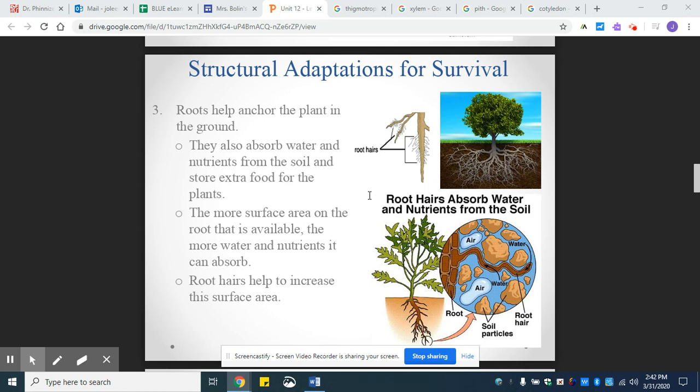So in the pictures to the right, we're showing you the root hairs. Obviously, that would be what is under the ground there. Root hairs absorb water and nutrients from the soil. So you have the root, and it's showing you the picture at the bottom right there: the root, soil particles, and root hair.